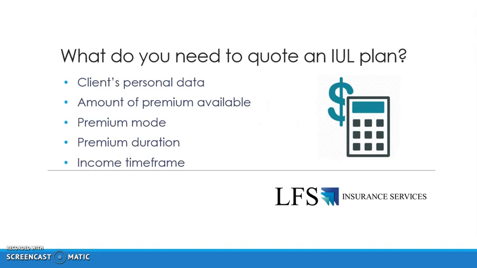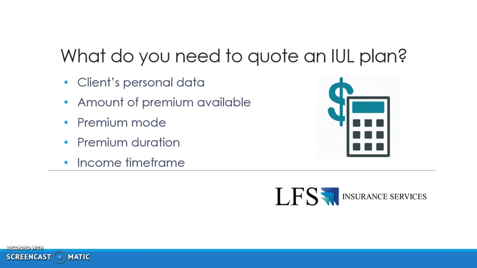When building a quote on an IUL, it's a little bit different than building other life insurance quotes. For example, say you're going to build a quote for a term plan. Well, you're going to want to put in the client's information, and you're also usually going to put in a face amount, and then you're going to solve for the premium. It's a little bit different with an IUL. You're still going to want to put in that client's personal data. That means their full date of birth, their gender, their age, their health class, and their tobacco status.